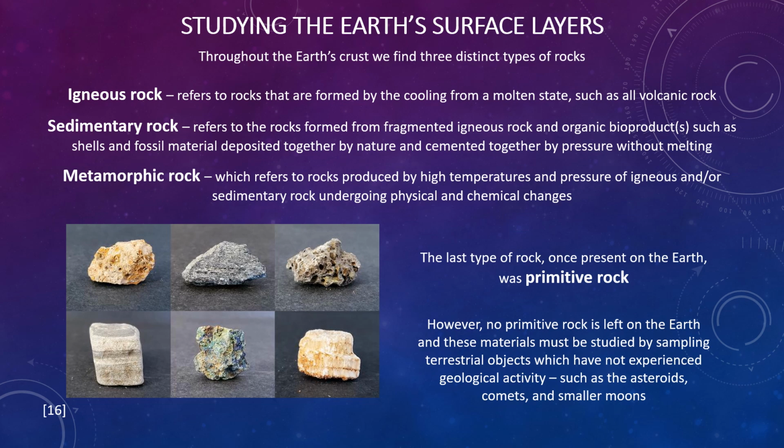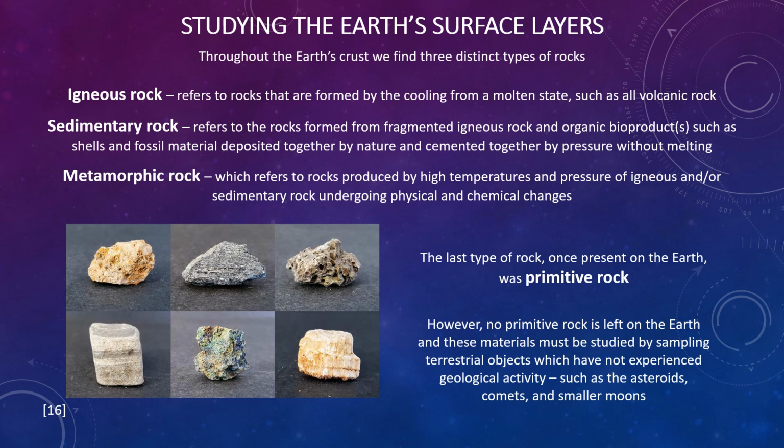Metamorphic rock refers to rocks produced at high temperatures and pressures of igneous and sedimentary rocks undergoing physical changes. So metamorphic rock is like igneous and sedimentary rock that then had to undergo high temperature and pressure to then become a unique type of rock.